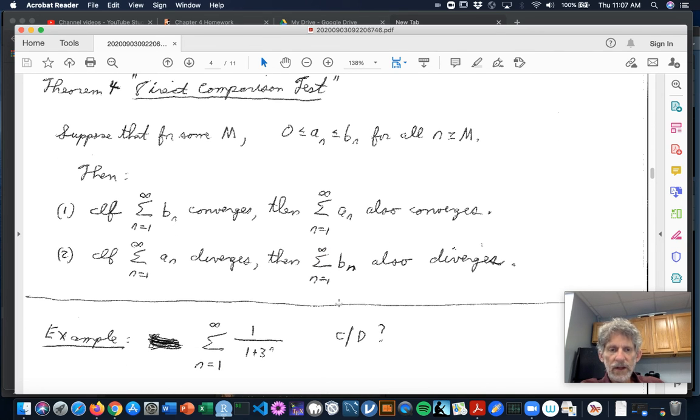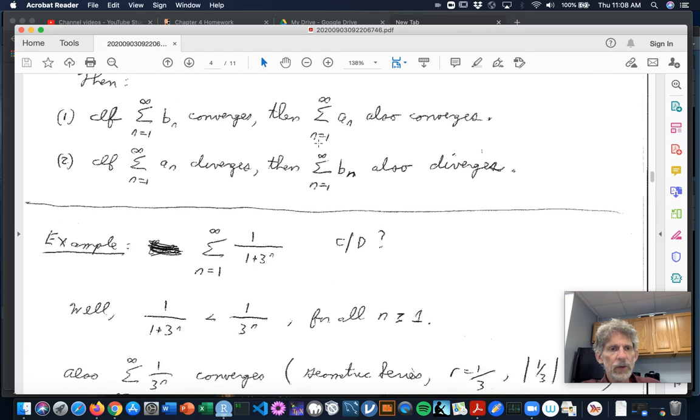Now, sometimes you'll find an an less than a bn, but the sum of the an's converges. That will tell you nothing about the sum of the bn's. Because if you're bigger than something finite, you could be finite or be infinite. Similarly, you might find an is less than or equal to bn, and you might find that the sum of the bn's diverges. Then you can't tell about the sums of the an's. If you're less than something infinite, you might be infinite, but you can still be finite.